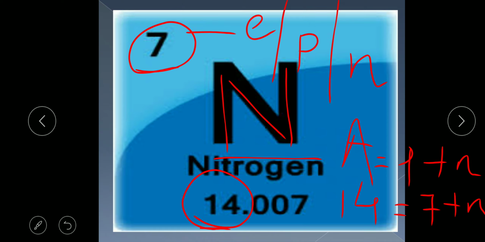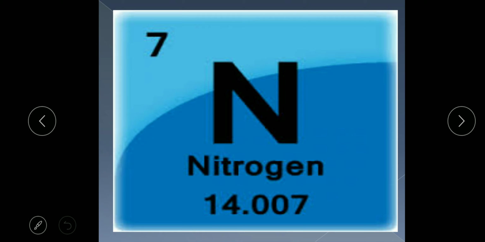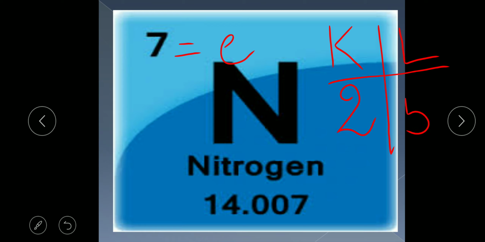Okay, now we have to see the electronic configuration. What is electronic configuration? The arrangement of electrons in the shells and subshells of an element's atom is known as electronic configuration. So how many electrons does it have? It has 7 electrons. So in the K shell, how many electrons will go? 2, because the capacity of the K shell is to keep 2 electrons. Then how many electrons will be in the L shell? 7 minus 2, how many are left? That is 5. So in the L shell, it has 5 electrons.